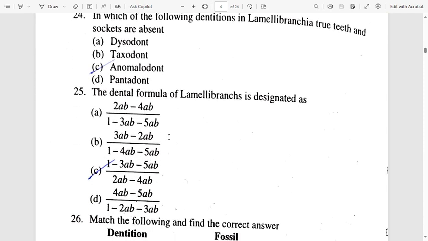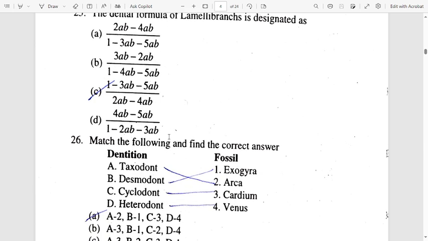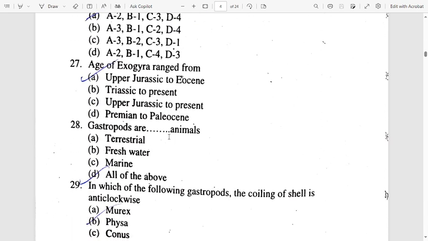Anomalodont. The dental formula of Lamellibranchs is designated as 1 3AB 5AB divided by 2AB 4AB. Taxodont: Arca; Desmodont: Exogyra; Cyclodont: Cardium; Heterodont: Venus. Age of Exogyra ranges from Upper Jurassic to Eocene.